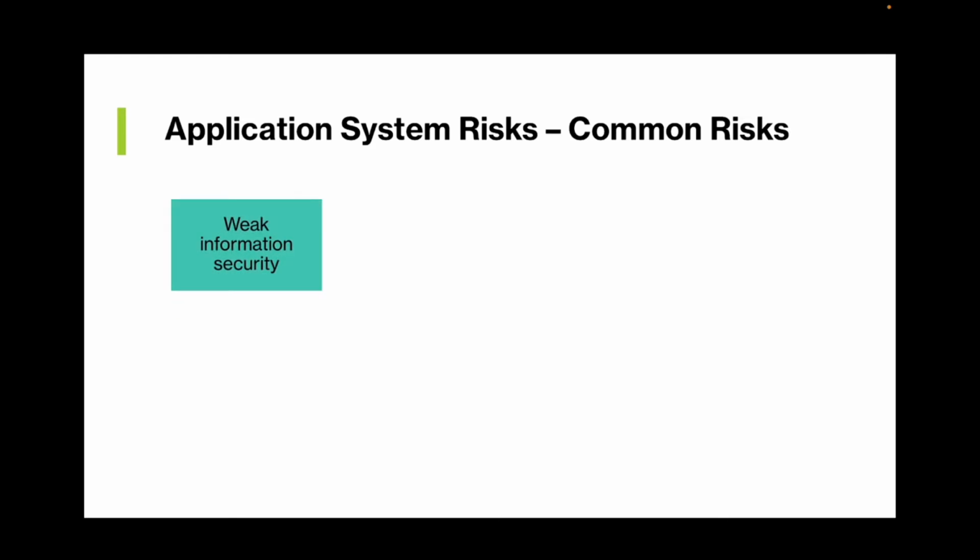So, given these general risks, we discuss more on the many types of common risks associated with not only ERP but application systems as a whole. Number one is weak information security. Information security will be discussed as part of Module 6, which will refer to how we can protect our information assets so that we can maintain confidentiality, integrity, and availability.